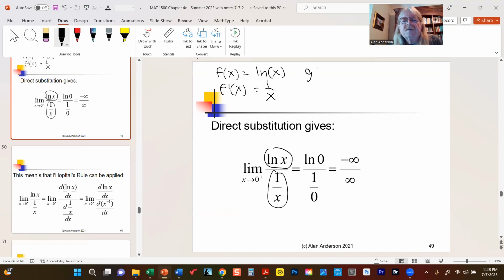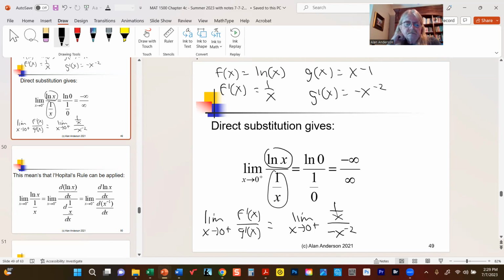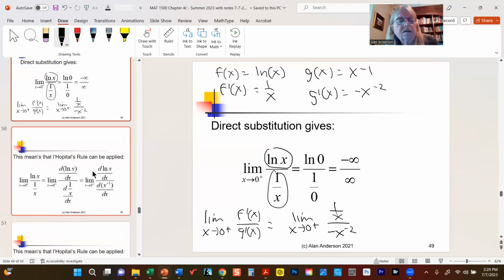And so we'll define g of x to be 1 over x, or x to the minus 1. Okay, so the limit as x goes to 0 from the right of f prime of x over g prime of x is the limit of 1 over x over negative x to the minus 2. Okay.